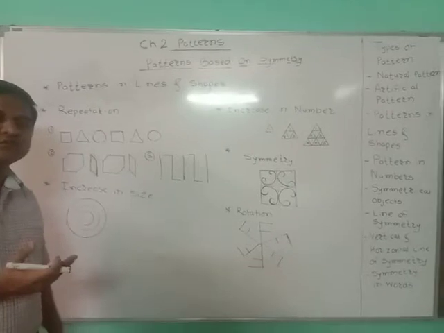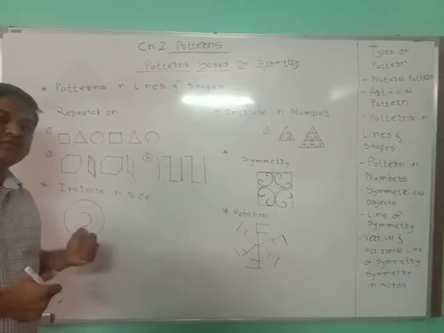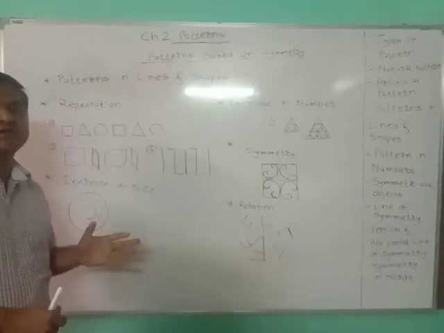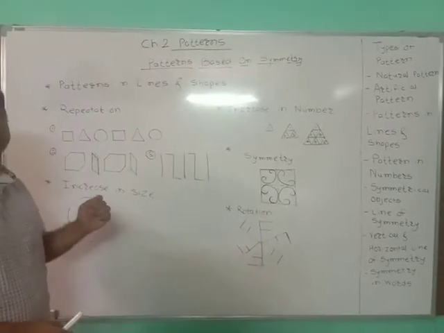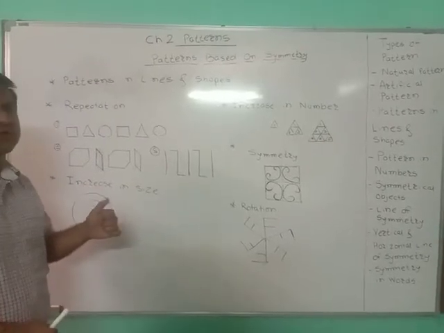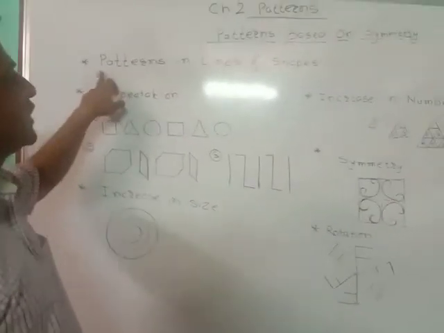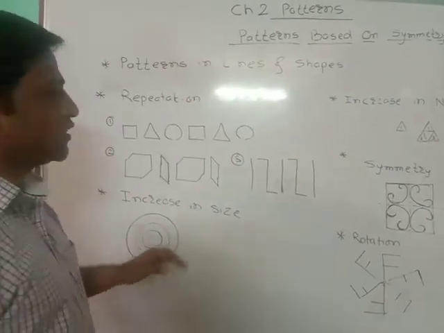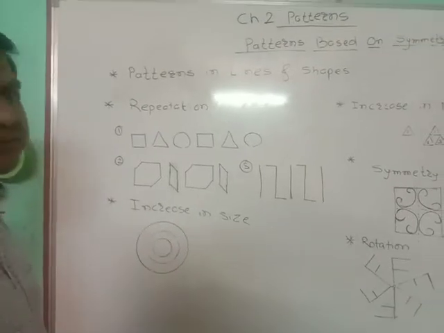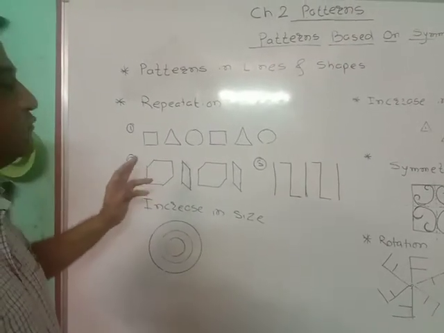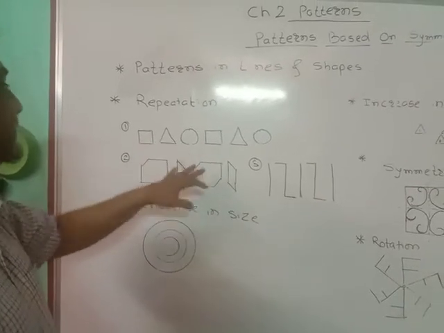We learn that a pattern is nothing but the arrangement of different shapes in a particular manner, by a particular rule. So what are the different rules that we find in patterns? The patterns found in lines and shapes follow certain rules. One rule is repetition: the patterns which are formed by repeating a shape again and again.